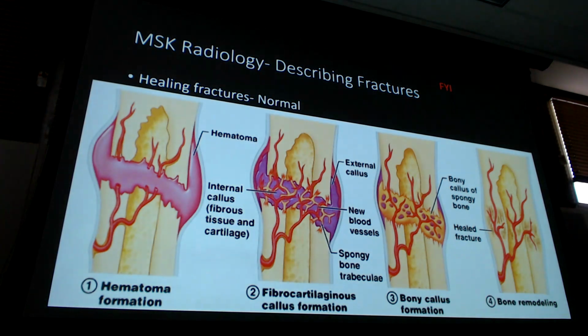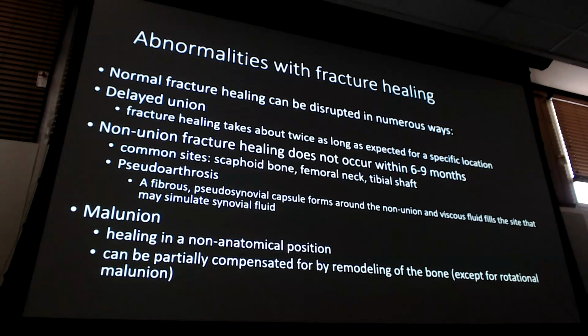Okay, so this is for your review, right? From A&P stuff, as far as how bones heal and all that jazz. We kind of saw what it looked like on X-ray before. I'm not asking anything from this slide. It's like the anatomy slides, right? It's FYI at the top. It's just so you understand the process.